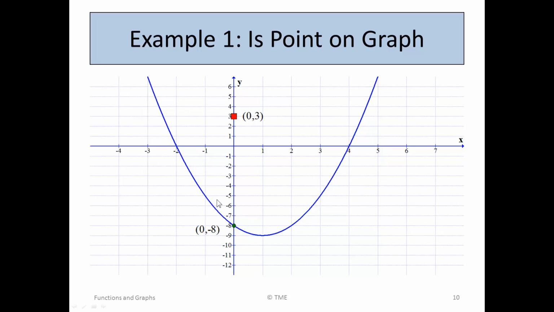So if we look at the graph here, we can see that what we found was that when x was 0, the graph had a value of minus 8. So the graph was coming through and cutting at that point there, (0, -8). And if the graph was cutting at (0, -8), it can't at the same time have a value of (0, 3). So the point (0, 3) is not on the graph.